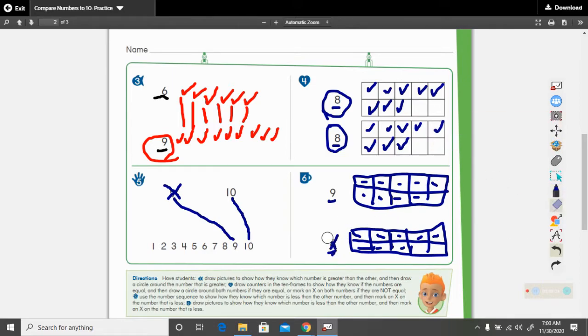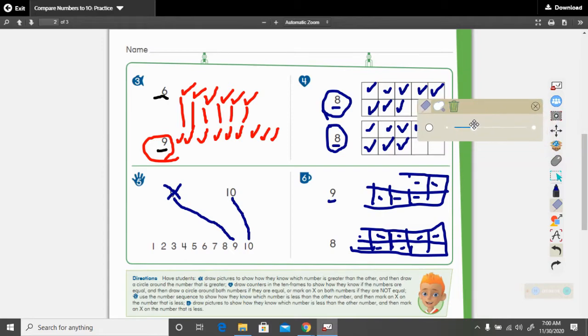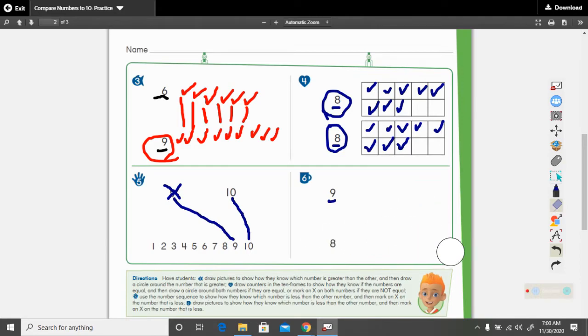Now, I'm going to erase some of this because I'm going to show you another way that you could use drawings. If you don't like using the 10 frame, that's fine. There's another way that you could use the drawings. We can also do the circles or the checks. 1, 2, 3, 4, 5, 6, 7, 8, 9. And then down here we would draw 8. 1, 2, 3, 4, 5, 6, 7, 8.